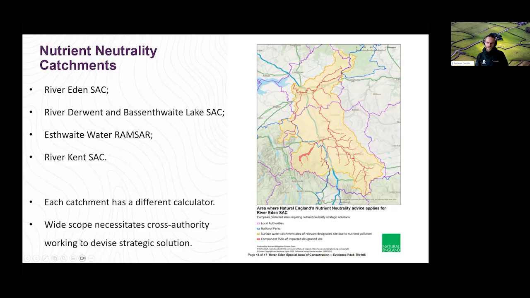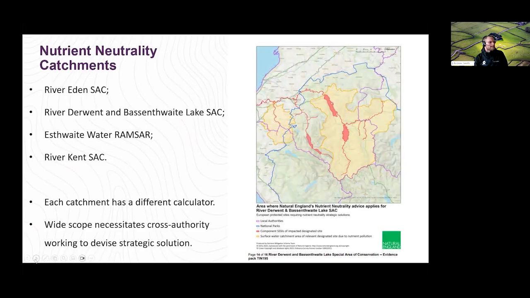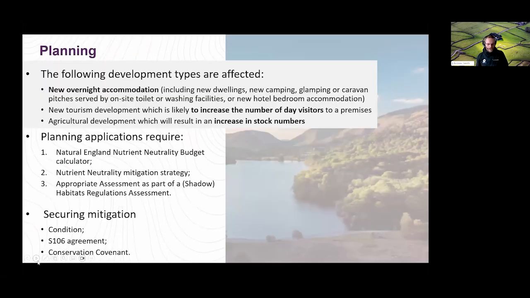And each of those have basically too much phosphate in, and as we've heard, that's coming from mains drainage, non-mains drainage, and farming as well. Okay, so the way that this works through the planning system is that any application that proposes new overnight development is affected. So if you want new overnight accommodation, a new house, new camping, new glamping, new tourism development, you're going to be affected by it in those catchments, national park or outside.